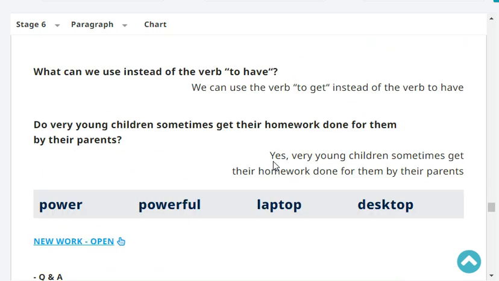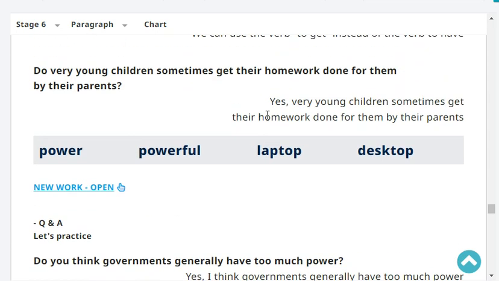What can we use instead of the verb 'to have'? We can use the verb 'to get' instead of the verb 'to have'. Do very young children sometimes get their homework done for them by their parents? Yes, very young children sometimes get their homework done for them by their parents.